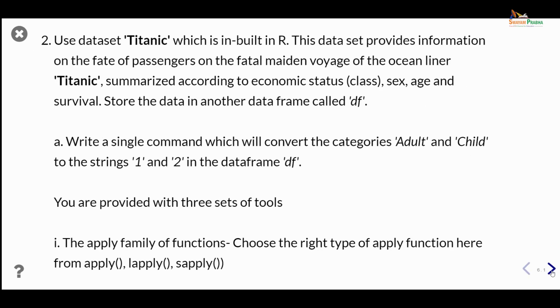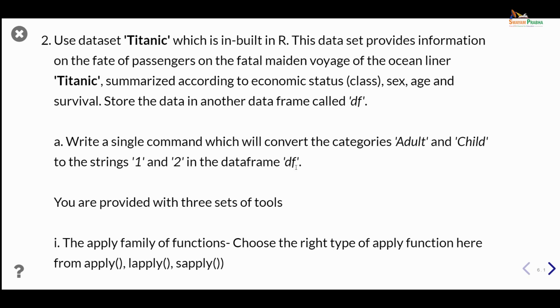Now let's go ahead and see the second problem. The second problem is to use the dataset Titanic, which is inbuilt in R. This dataset provides information on the fate of passengers on the fatal maiden voyage of the ocean liner Titanic, summarized according to economic status, which is nothing but the class in which the passengers have traveled, sex of the passengers, age and survival status. And we are asked to store the data in another data frame called DF.